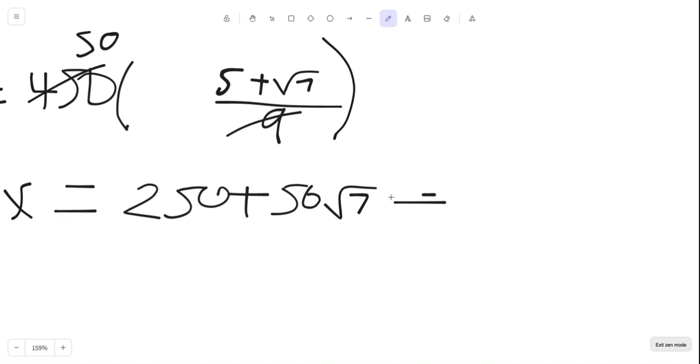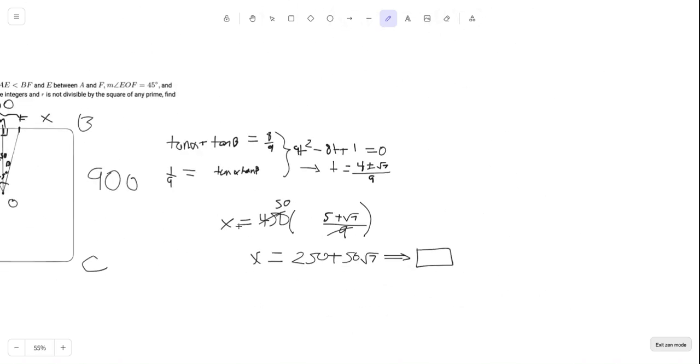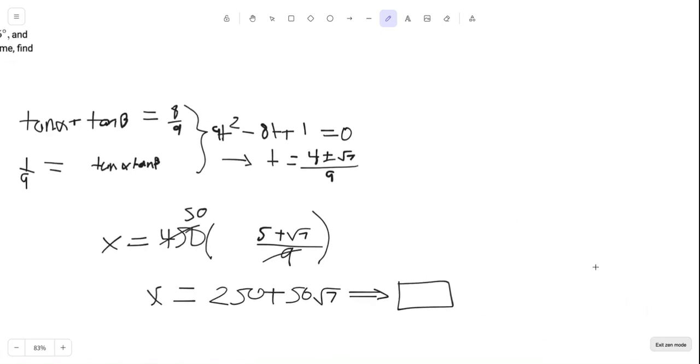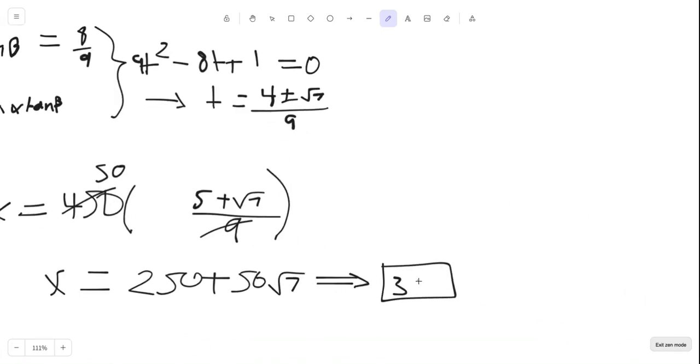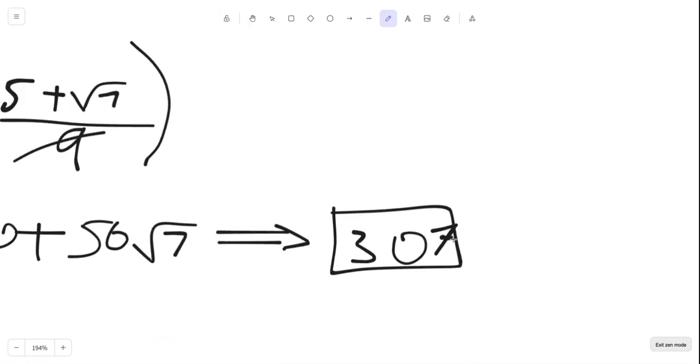The final answer asks us to add P, Q, and R, of course. We get 307. That's our final answer.